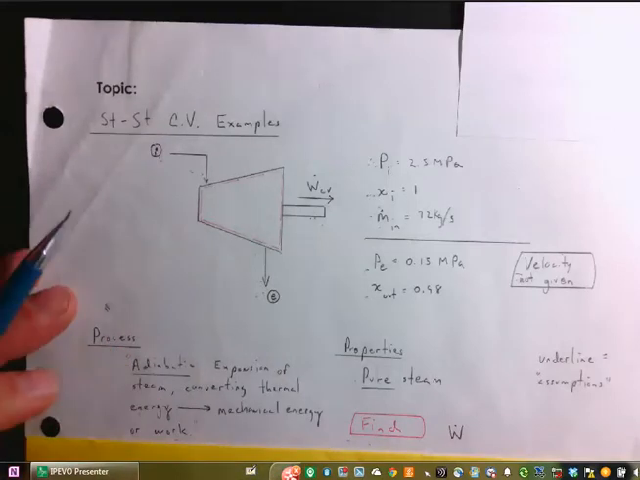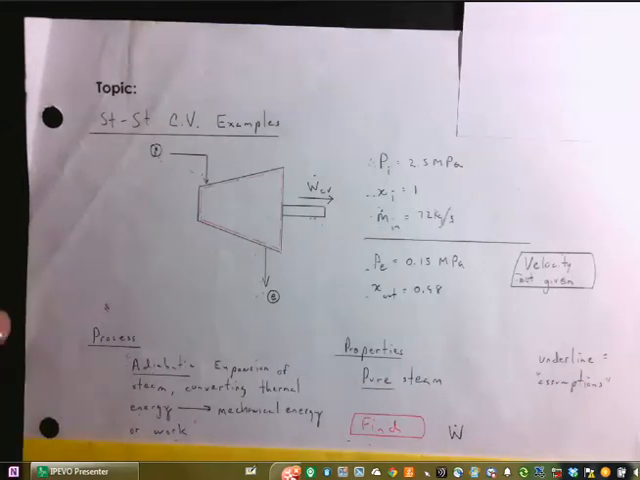Pause and reflect on how we might attack this one. What's in our toolbox? What conservation laws can be used? How will we get the properties once we've pruned down those conservation laws? That's the mindset you want to have.